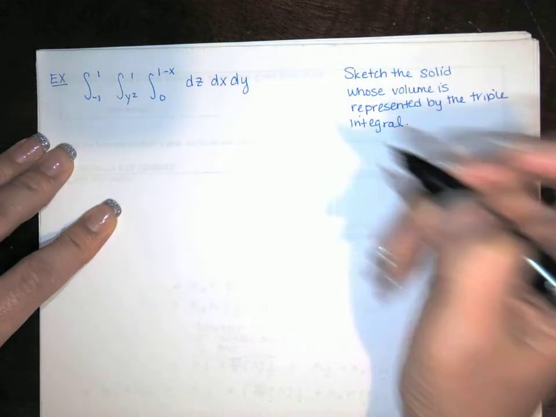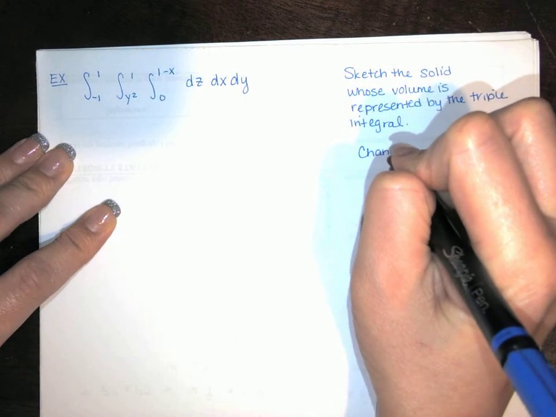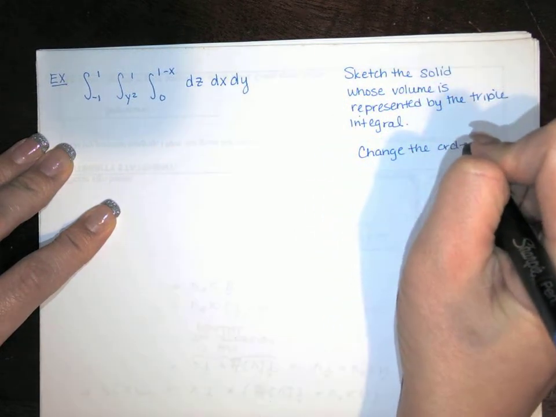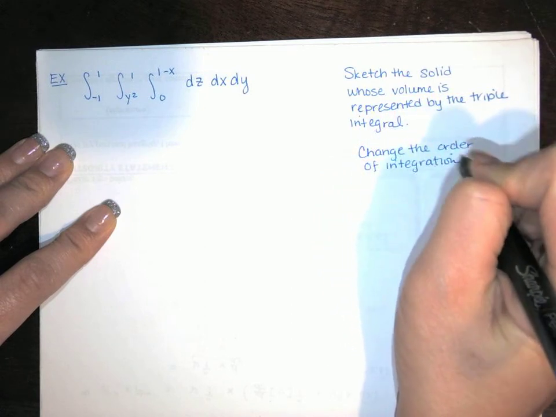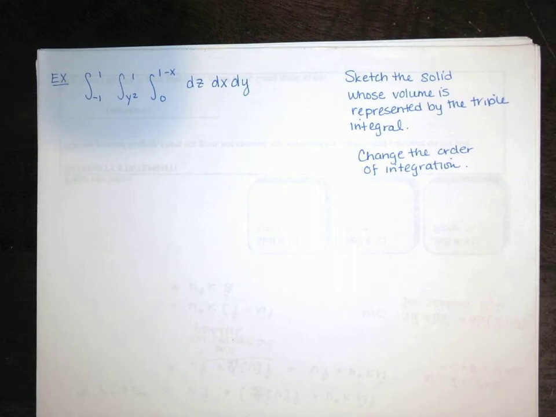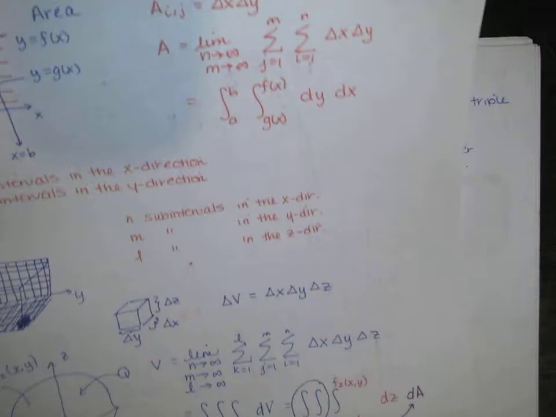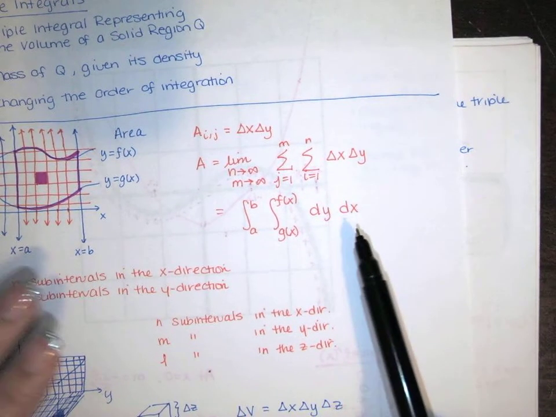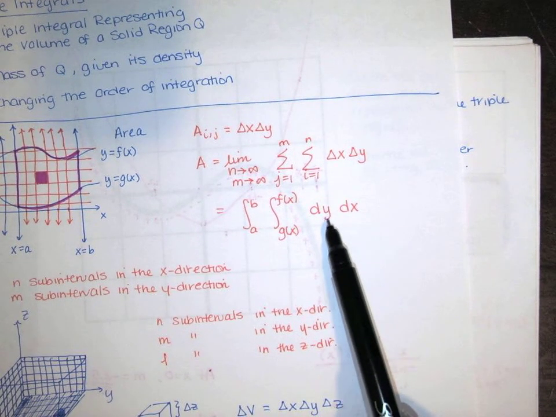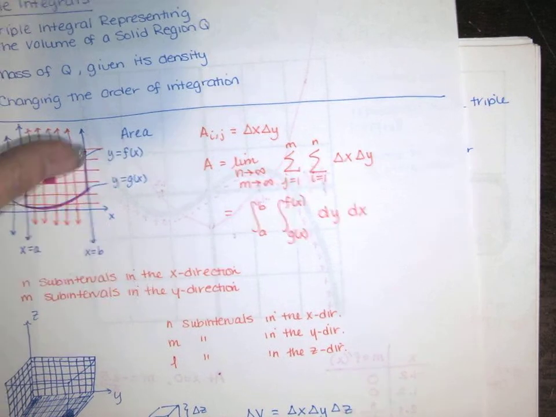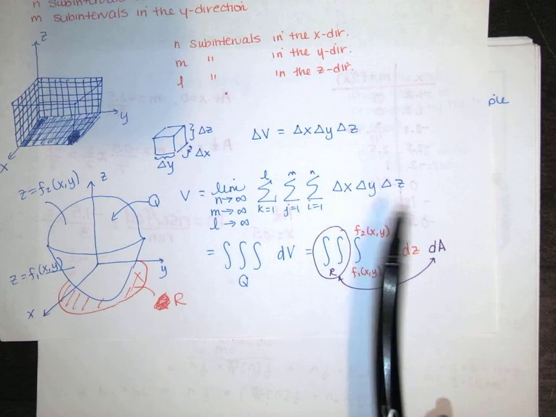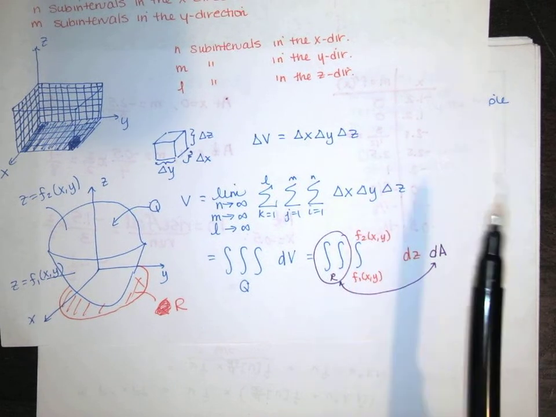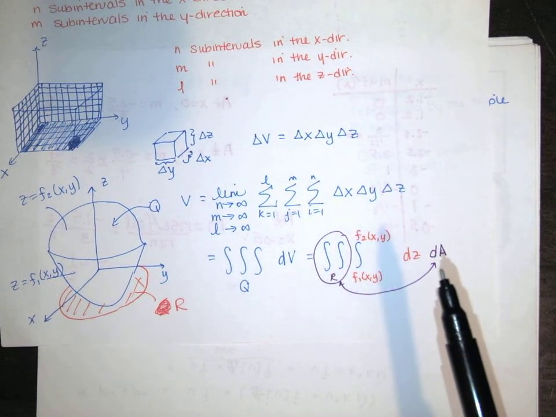And we're also asked to change the order of integration. We didn't discuss that, but I think it makes a lot of sense. When we were talking about area, we could integrate with respect to y first and then x, or integrate with respect to x first and then y. With triple integrals, the same thing is true. We can integrate with respect to any one of these variables and then the other two. So you actually have 6 possible orders of integration.